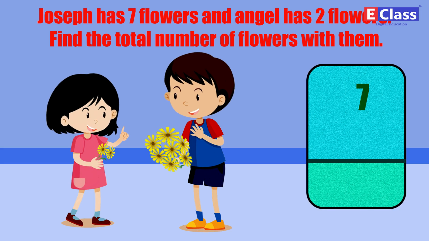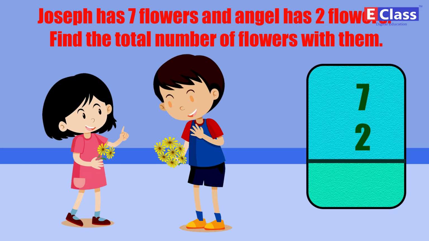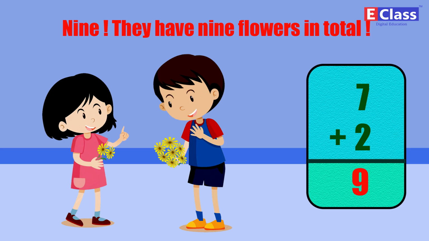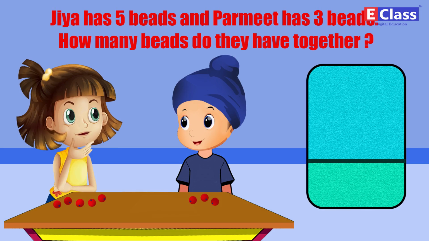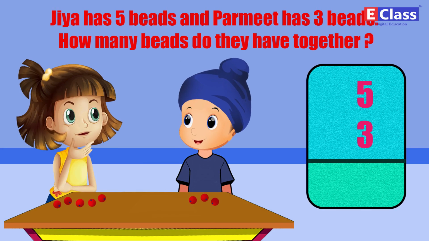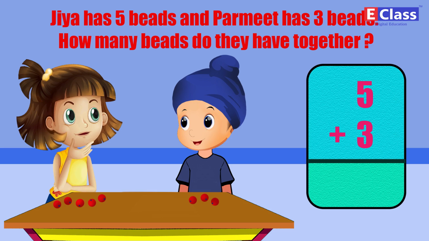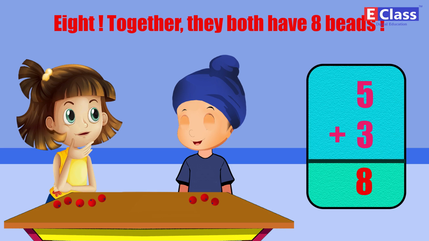Joseph has 7 flowers and Angel has 2 flowers. Find the total number of flowers with them. 9. They have 9 flowers in total. Jia has 5 beads and Parmeet has 3 beads. How many beads do they have together? 8. Together they both have 8 beads.